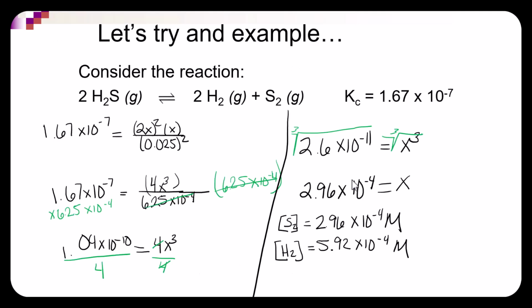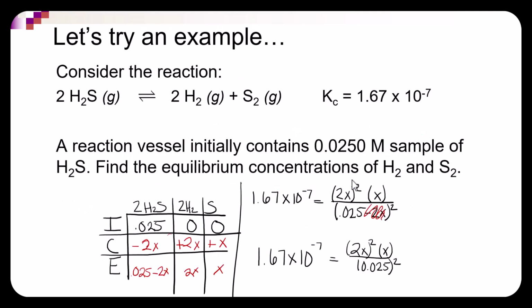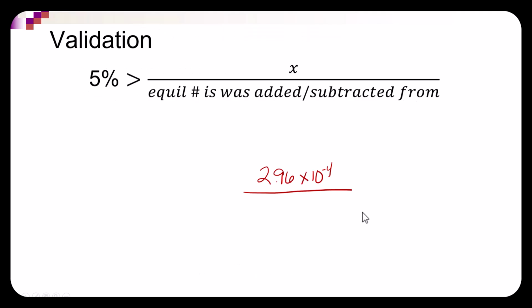Okay. So we'll go back to where we ignored it. So it was going to be subtracted from 0.025. So on the bottom of this is going to be the number that it was supposed to be subtracted from, which was 0.025.